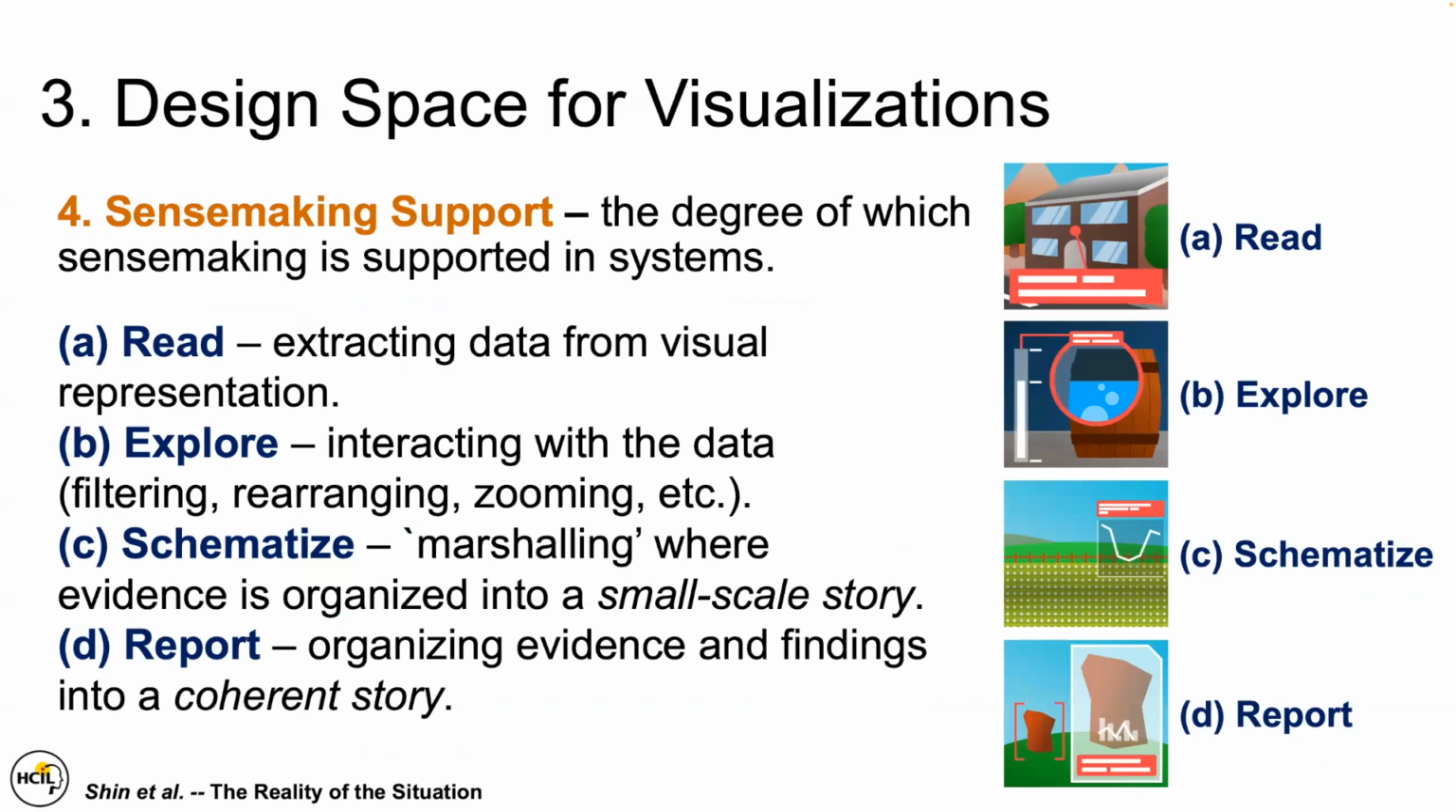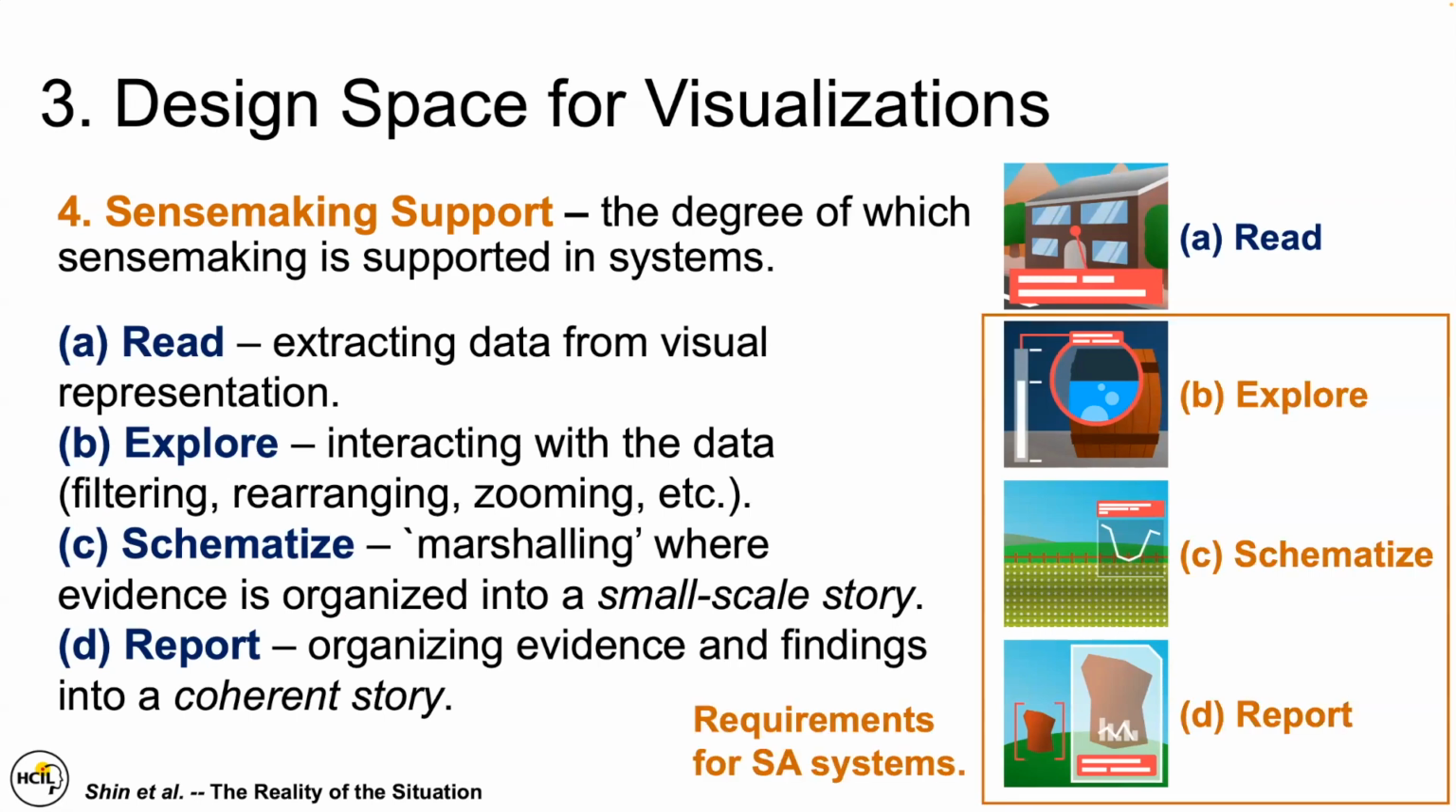Finally, sense-making support talks about the degree of which sense-making is supported in systems. This has 4 types. First is read. Those that belong to read are those that are capable of extracting data from visual representation. Second is explore. Those that belong to explore can not only read, but is capable of interacting with the data. We decide that the minimum requirements of SA systems are those that have the explore capability.